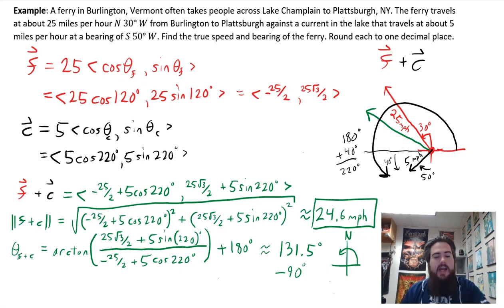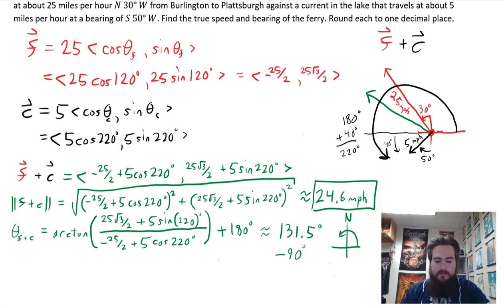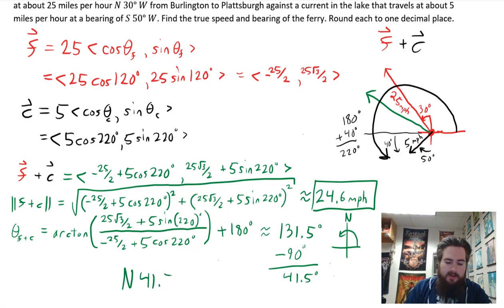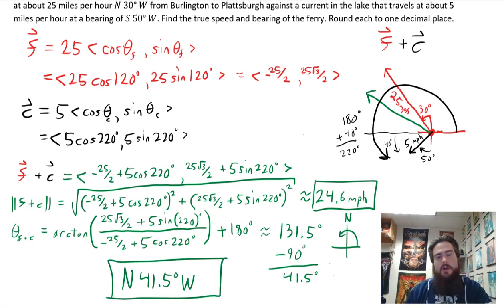If we subtract 90 degrees from this value that we have of 131.5, that will give us 41.5 degrees. And that will help us with our bearing. Our bearing is from north, turn 41.5 degrees towards west. And that is our bearing.